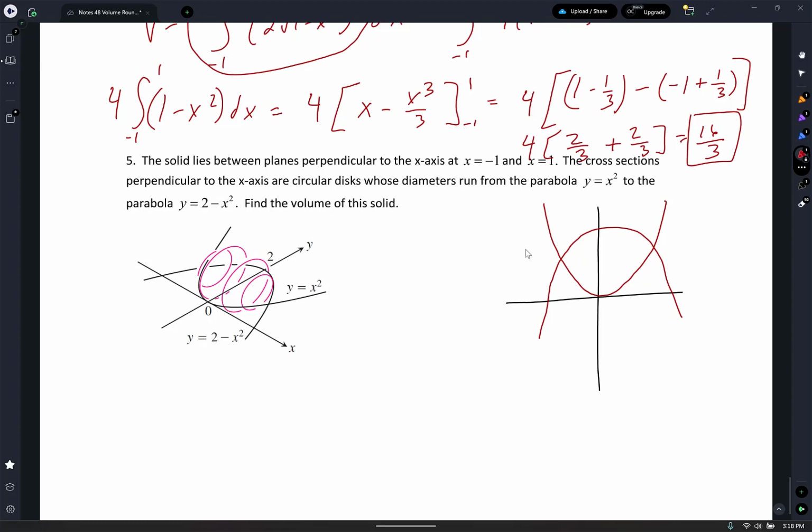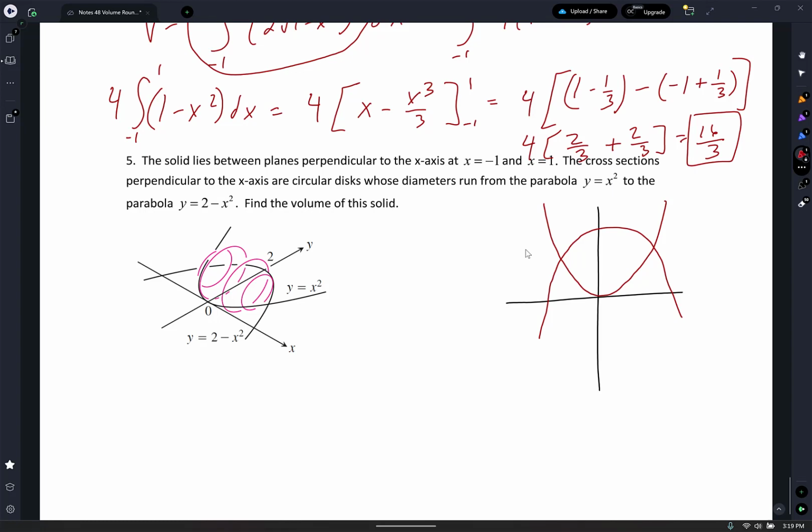I just gotta know it. Well, yeah, but how do I visualize it? You know how y equals x squared looks. We all took algebra. 2 minus x squared is just x squared going down with a vertex on the y-axis at (0, 2). Yes or no? Yeah.